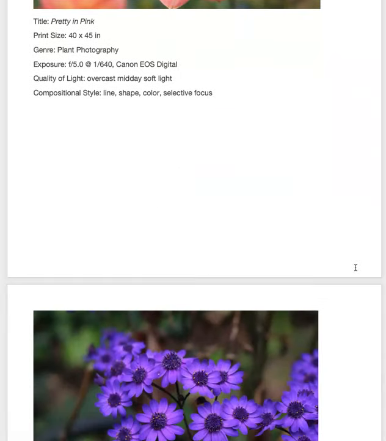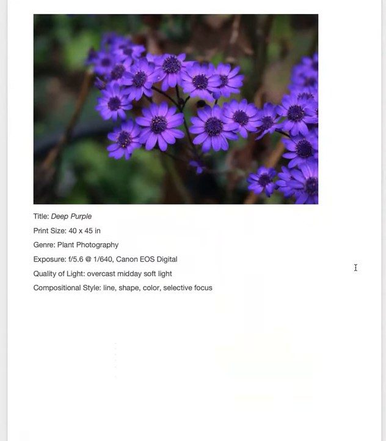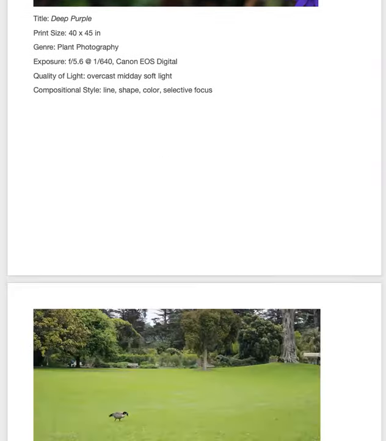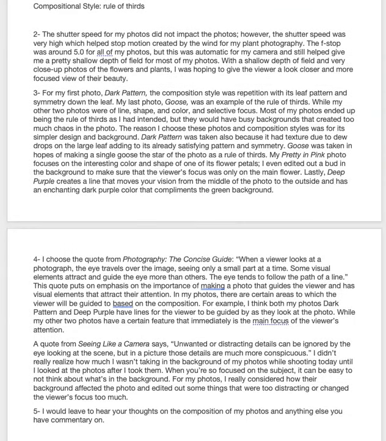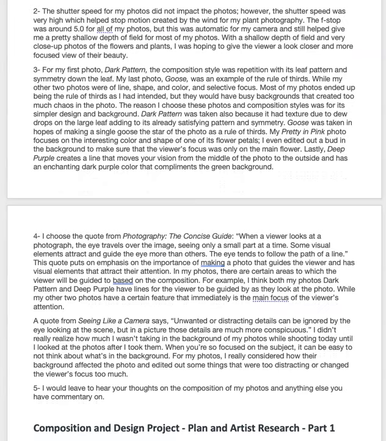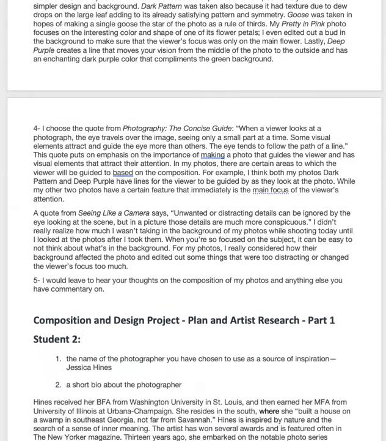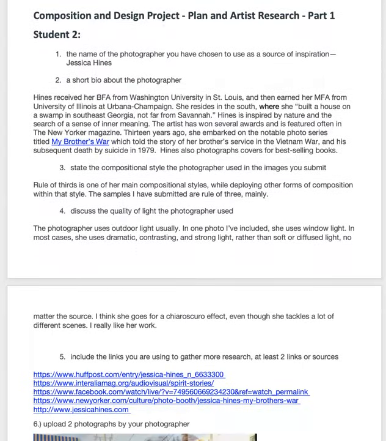So these are just like the end results of the students' work, following all the prompts that are required, so telling us the name, the size you'd like to print it, your exposure information, the quality of light, compositional style. So these are the 4 photographs that were submitted. We're still in student 1, and then responding to the other prompts for this second half of the homework assignment. Hope this isn't too confusing. All right, 1 more student. So this is student 2.